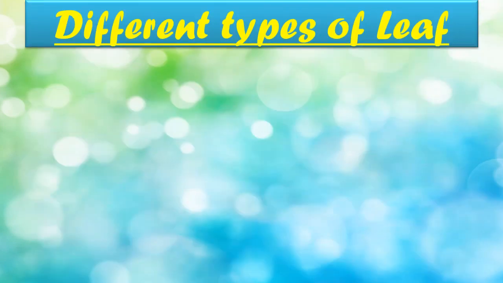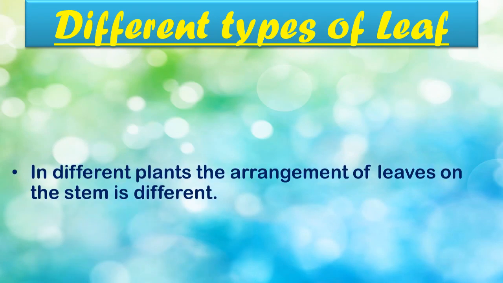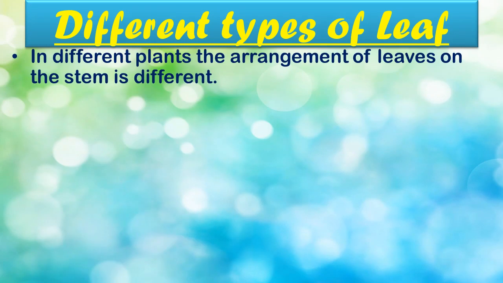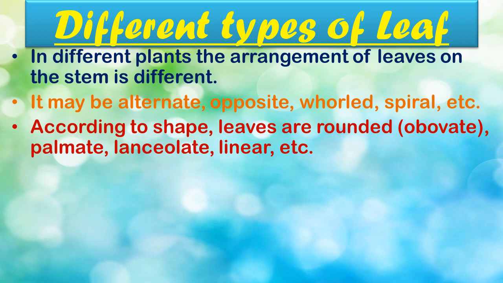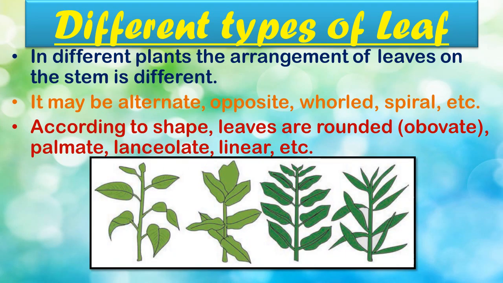Okay, now different types of leaf. So there are different types of leaf you can observe. In different plants, the arrangement of leaves on the stem is different, and it may be alternate, opposite, whorled, spiral, etc. And according to the shape, leaves are rounded, that is ovate, palmate, lanceolate, linear, etc. So here there are different kinds of leaf, that is alternate leaves, then here decussate and opposite. Okay, and this is a whorl. That means the arrangement of leaves on the stems is different.